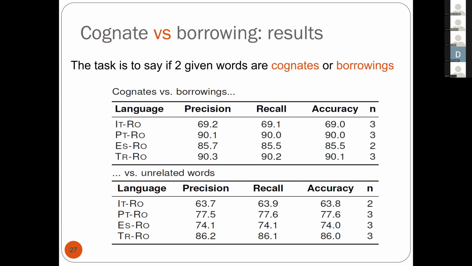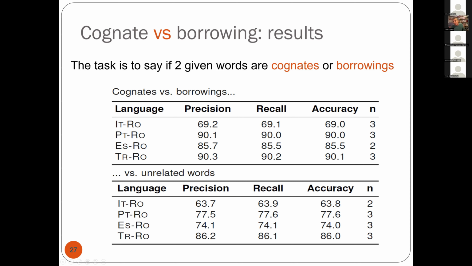But we said later, in the second table, okay, there is another situation. We have a pair of words which are neither cognates nor borrowing. There is no relation between them. In the first experiment, we know a priori that the pair of words are cognate or borrowing. But we add the third class and we said, okay, in reality, we have three situations: cognate, borrowing, or there is no relation between words.